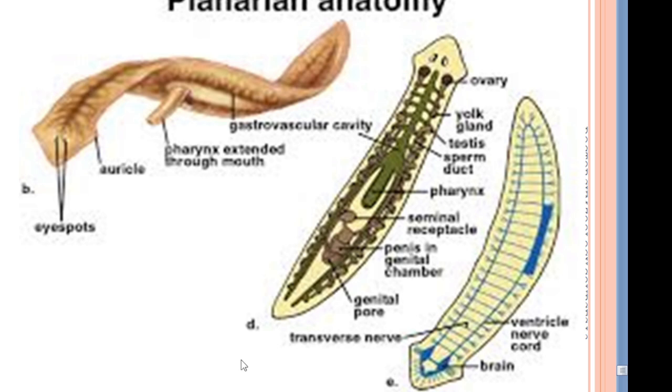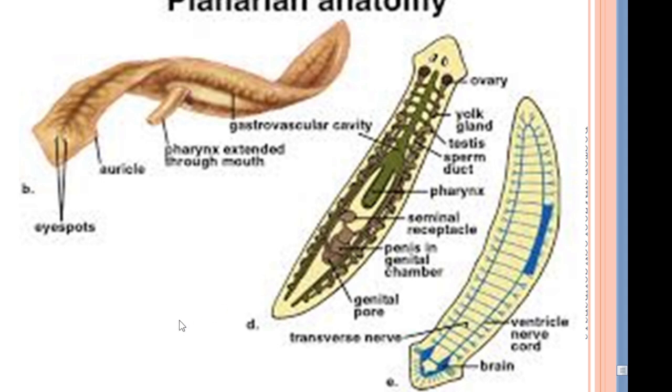Voilà. Donc, I hope that you understood. I tried to talk about several systems. And I forgot, excuse me, to talk about the excretory system. So the excretory system is composed of two canals, and these canals finish by specific cells called protonephridia, and the protonephridia are responsible for purifying the internal liquid in the animal.